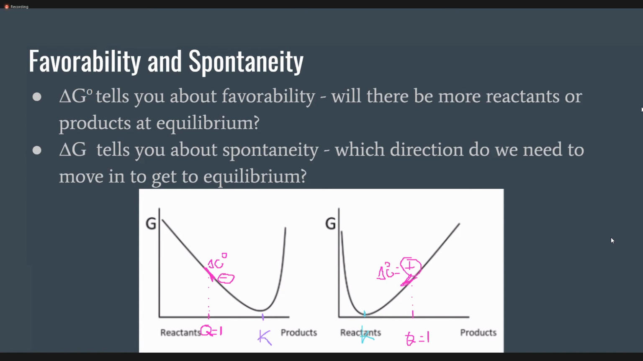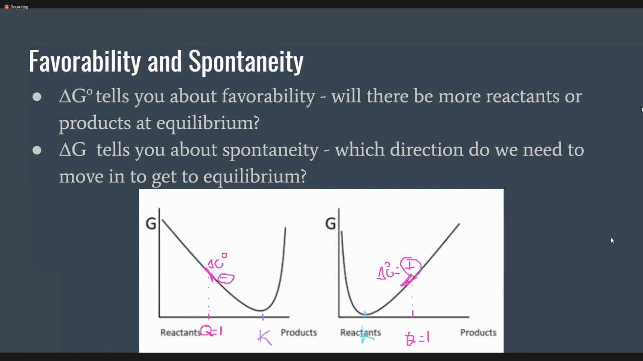Does this make sense? I know that Q can be calculated at any point in the reaction, but I'm saying when Q equals 1, that's the x value where we find delta G naught. That's what I'm saying here. This is just to illustrate how delta G naught tells us about favorability. So if delta G naught is negative, we have more products than reactants at equilibrium. And if delta G naught is positive, then we have more reactants than products at equilibrium. So that's delta G naught.